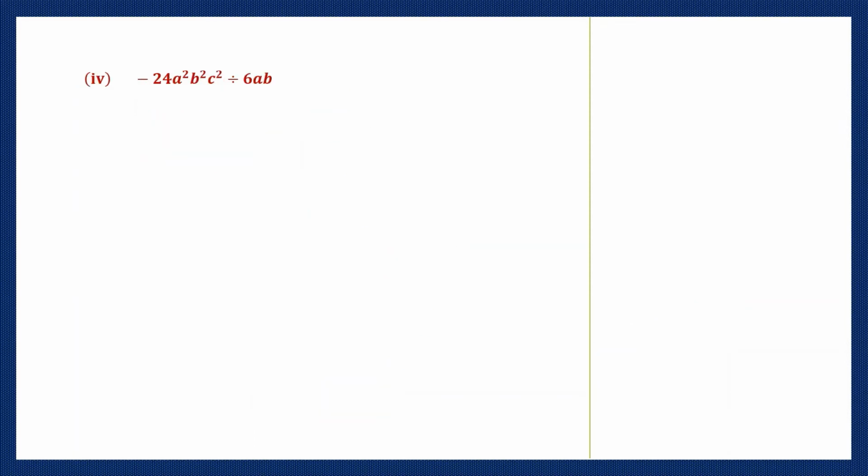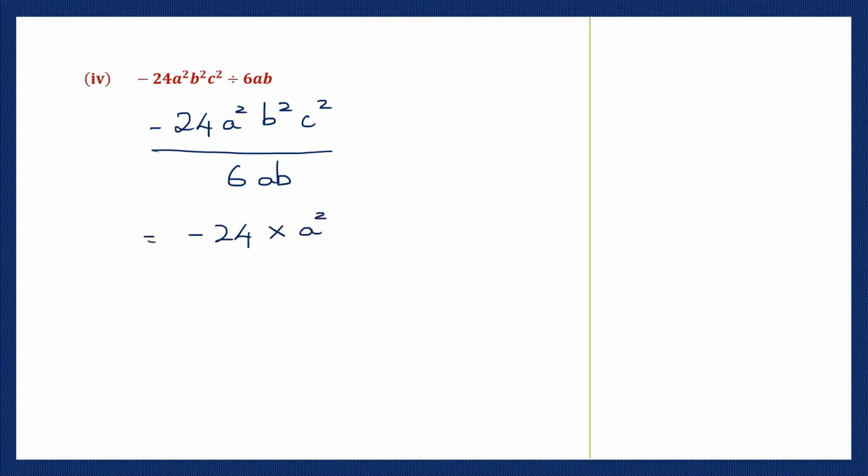Question 4. So here we have minus 24 a square b square c square divided by 6ab. So that is going to be minus 24 into a to the power of 2 into b to the power of 2 into c to the power of 2 divided by 6 into a into b. When a and b are by themselves, it's understood it is to the power of 1. We're going to use the exponent law. So first let's cancel the numbers. So 6 fours are 24.